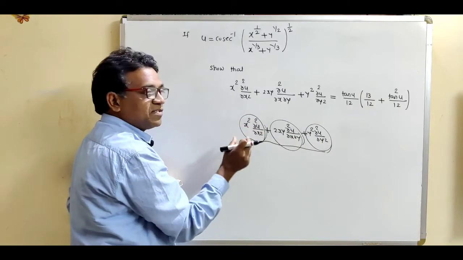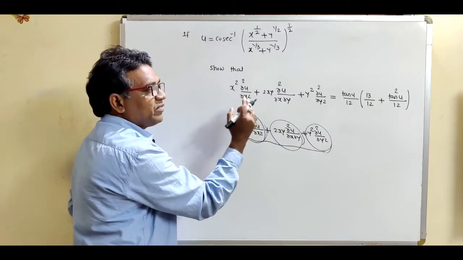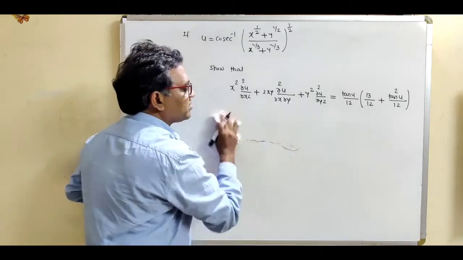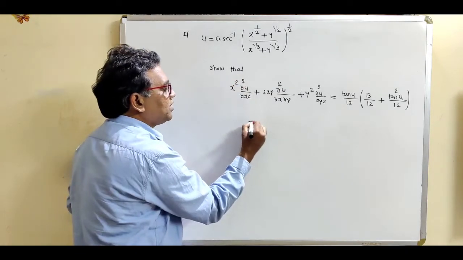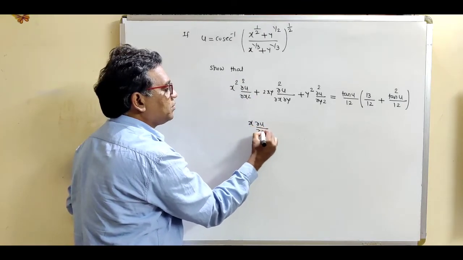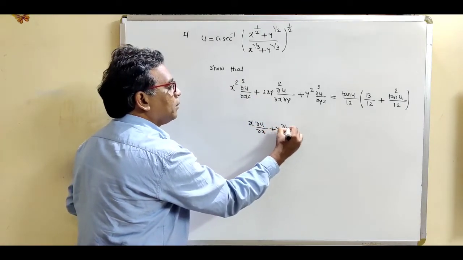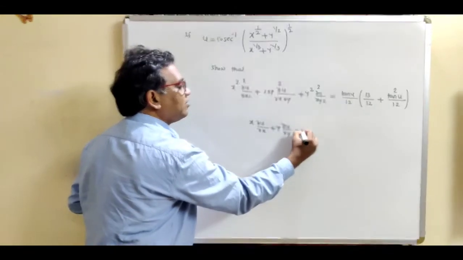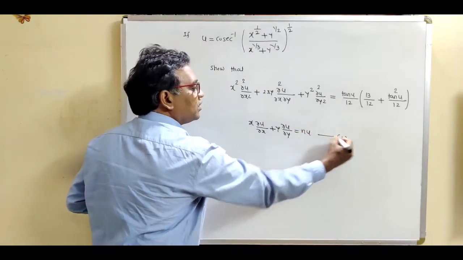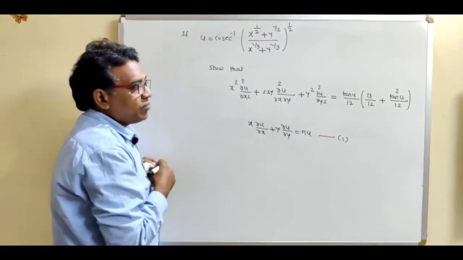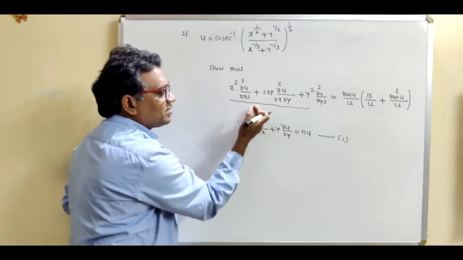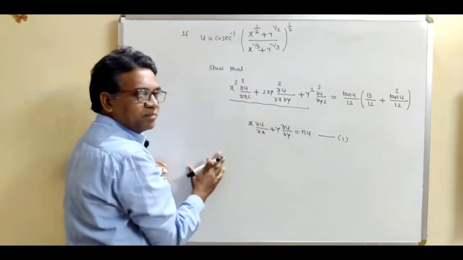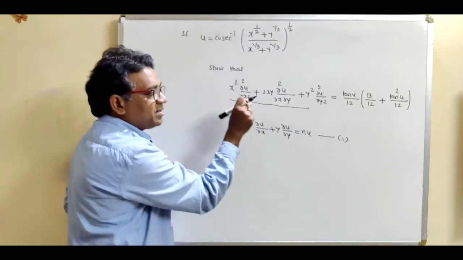Now see how to get this term. This is the consequence of Euler's theorem. See what is the statement of Euler's theorem: if the function is homogeneous, then x into del u by del x plus y into del u by del y is equal to nu. This is called Euler's theorem. Now this required term is the consequence of this Euler's theorem. Now see how to get this consequence.